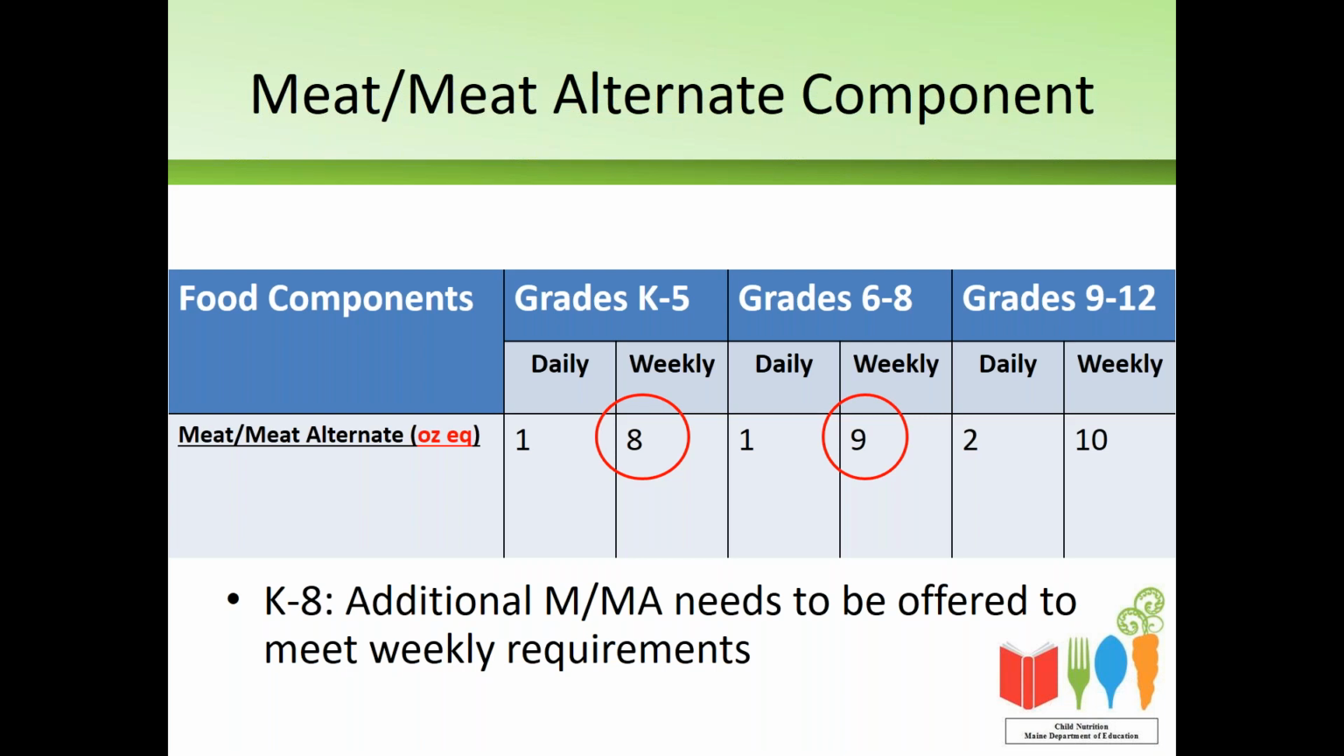So if you have a K through 8 school, you would want to plan the menu to meet 9 ounces of weekly meat alternate to cover both grade groupings, as you would cover the minimum requirements for grades K through 5 and 6 through 8. And as mentioned with grains, it is best practice to offer 2 ounces of meat alternate and grains each day to ensure the minimums are met.